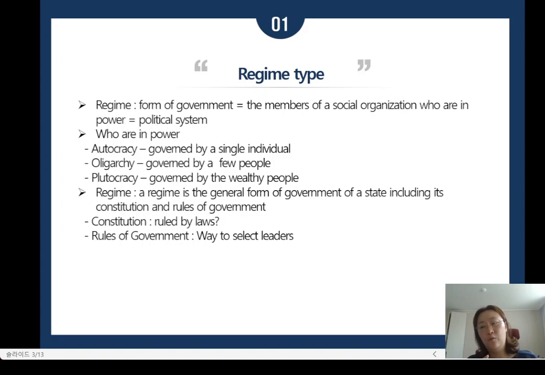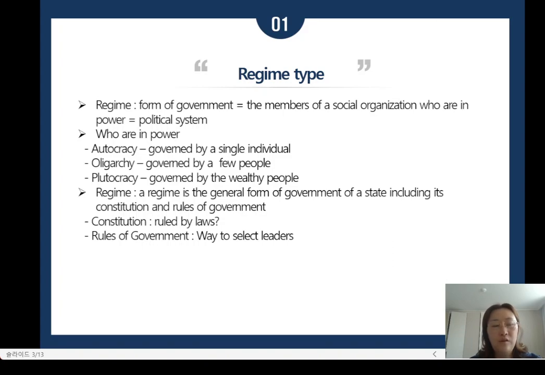So whether we look at the government in terms of wealth, or in terms of number, so how many people are in power, or how they came to power? Usually in modern times we look at the form of government, and how they came to power. That matters most. So a regime is a general form of government or state, including its constitutions and rules of government. So if we have a government, then we have laws, right?